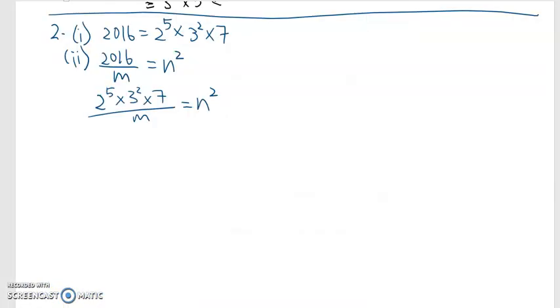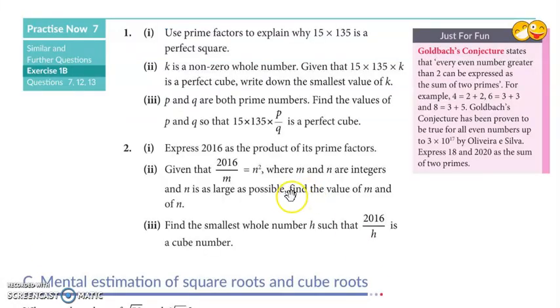Check your answer for 2 part 1: you have 2 to the power of 5 times 3 squared times 7. For part 2, they want us to use 2016 over m equals n squared. They say that m and n are integers, which are whole numbers, and n is as large as possible.